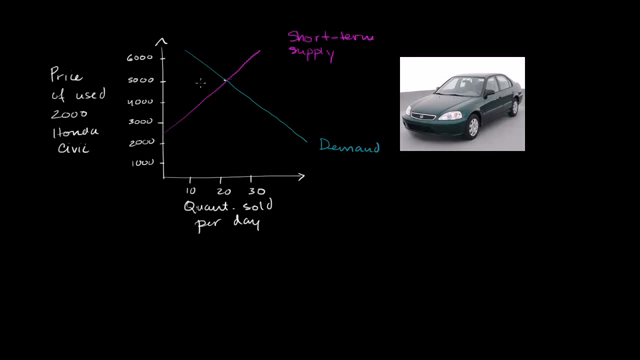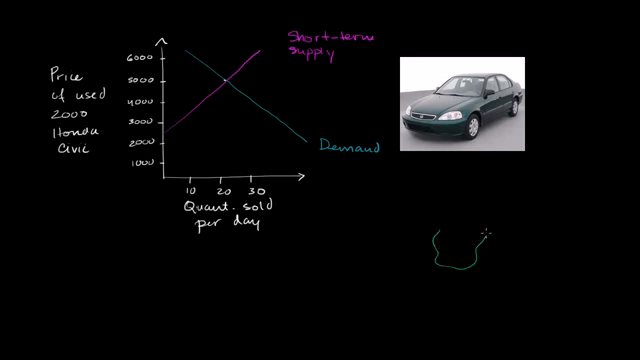Or another way of thinking about it, at a very high price, the demand for 2000 Honda Civics will be low, or the quantity demanded will be low, and at a very low price, the quantity demanded will be very high. And another way of looking at the short-term supply, at a low price, the quantity supplied will be low, and at a high price, the quantity supplied would be high. Now let me give you some more information.